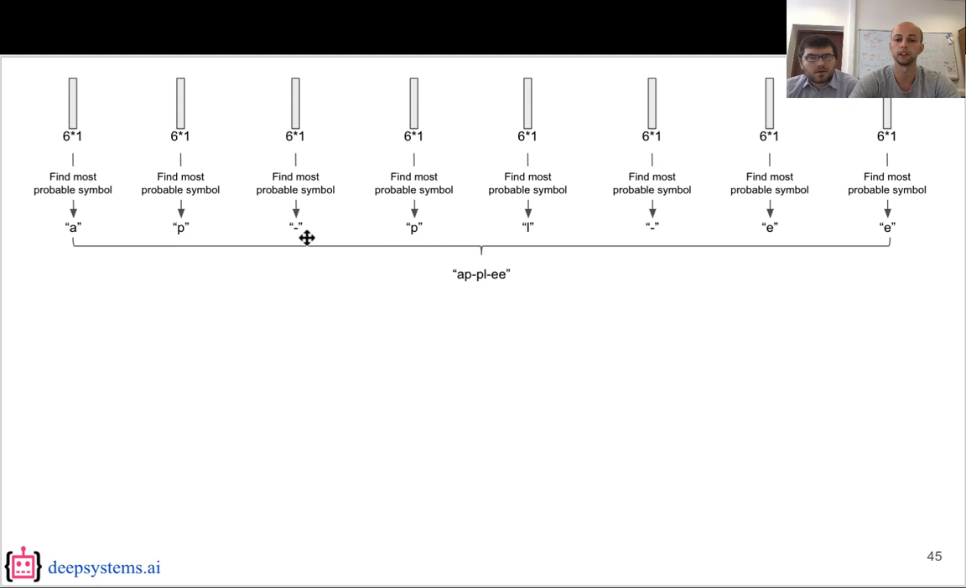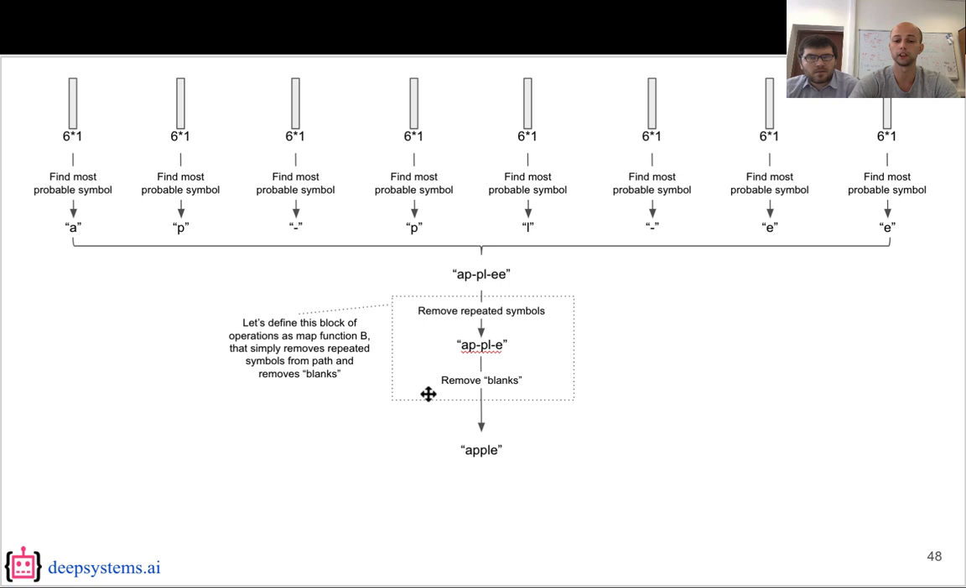Then we have to glue all consecutive repeating characters into one. In our example, two E letters are glued to single one. Special blank character allows us to split symbols that are repeated in the original labeling. We added blank symbol to the alphabet to teach our network to predict blanks between such symbols. Then we remove all blanks. These two operations are called B function and will be used in the next part of the lecture devoted to CTC loss.